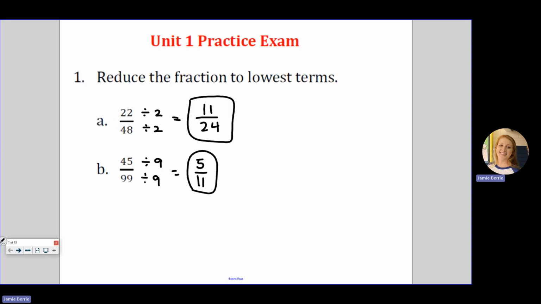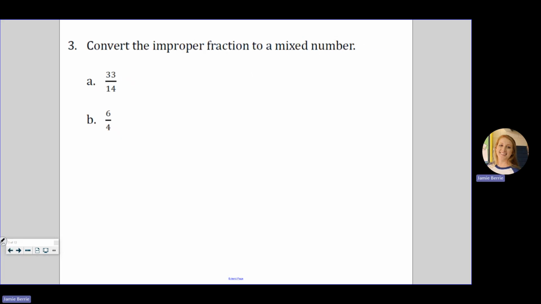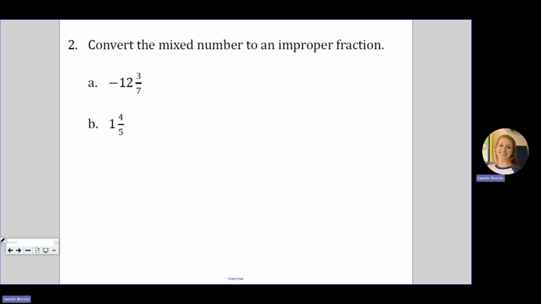Oh, sorry. All right, so what about converting between mixed numbers and improper fractions? I told y'all for sure that you're going to see one like that on the test. Y'all remember how to do those? Oh, I skipped one. Convert the mixed number to an improper fraction. So I've got 2 here. I just did one that was negative, one that was positive, so we had one of each. Negative 12 and 3/7, and then 1 and 4/5.